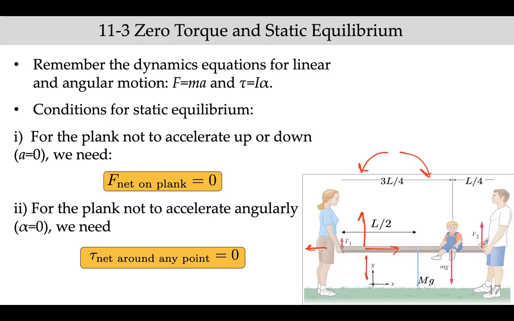In principle, it may not move, but it may rotate. For example, if this person pulls it up with larger force, the plank will become like this, so it will rotate. But for equilibrium, when we say static equilibrium, we mean three things. First, the plank is not moving left or right. Second, it's not moving up or down. And third, it's not rotating in counterclockwise or clockwise directions.